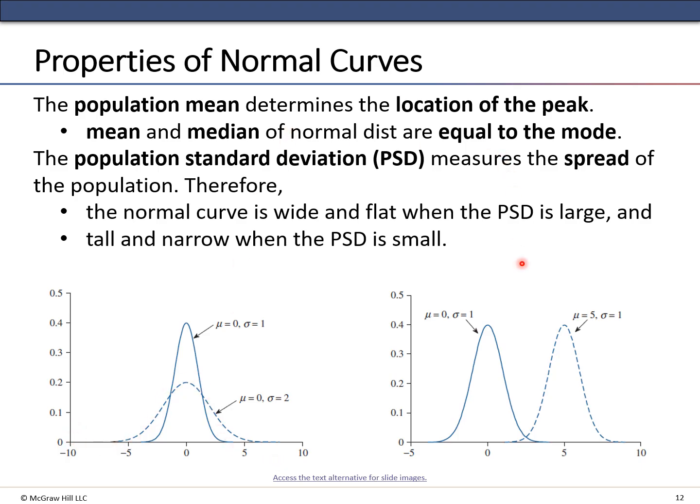The larger the standard deviation is, the shorter and fatter the data is going to be, or the diagram that represents the data. You can see here this skinny tall peak is a standard deviation of 1. This fatter curvy hill is a standard deviation of 2.